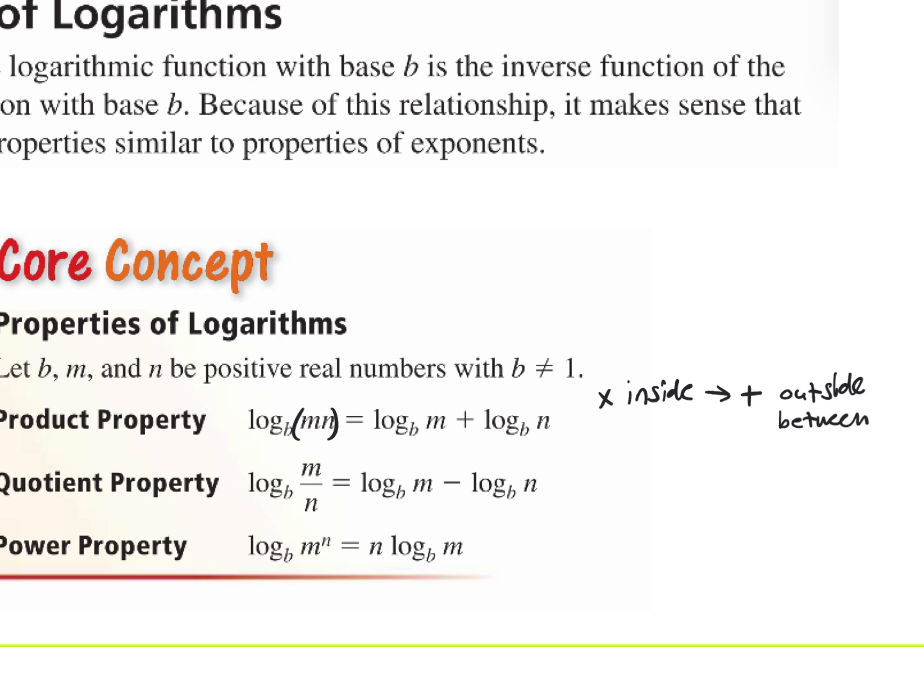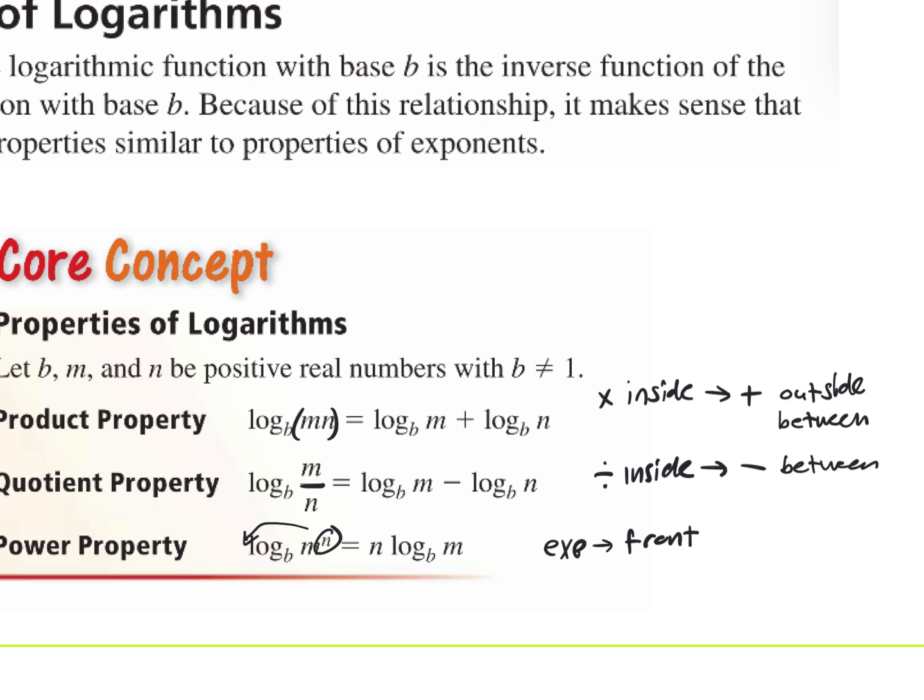Similarly, if I have a quotient property, so if I have log base b of m over n, remember this m over n is the same as m divided by n, right? If with multiplication you add, with division you subtract, right? So again, if you have division inside a log, that's going to give you subtraction between two logs. All right, and if you have a power property, log base b of m to the power of n, that exponent n is going to go out front. So if you have an exponent, that's going to go out front.